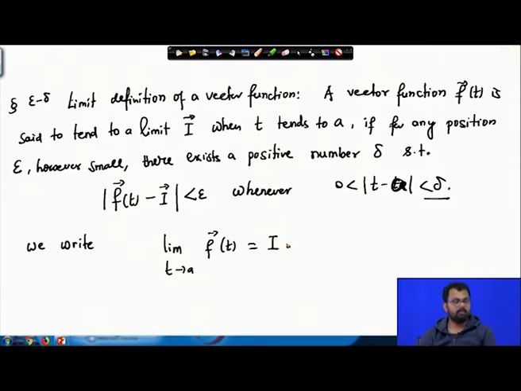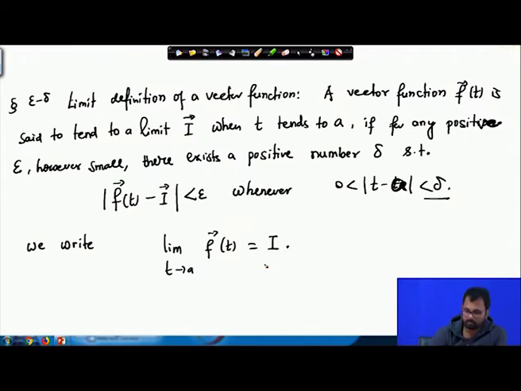So, this is basically our epsilon delta definition for the limit of a function. If we say that the function f has a limit, let us say l, as t tends to a, then for every positive epsilon, however small, there exists a positive number delta such that |f(t) minus l| is less than epsilon whenever |t minus a| is less than delta, and we write limit t goes to a of f(t) equals l. So, this is how we define the limit of a function using the epsilon delta definition.